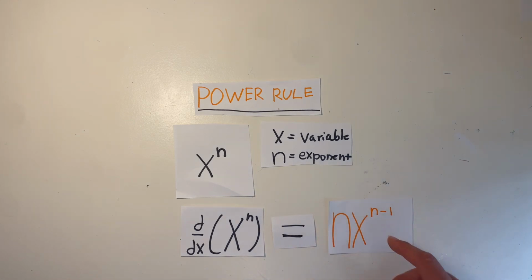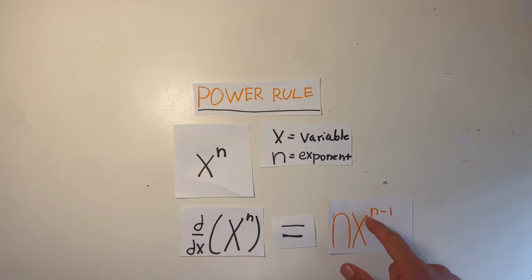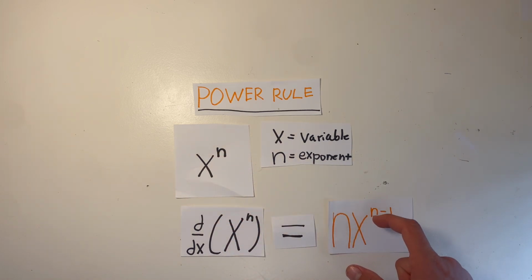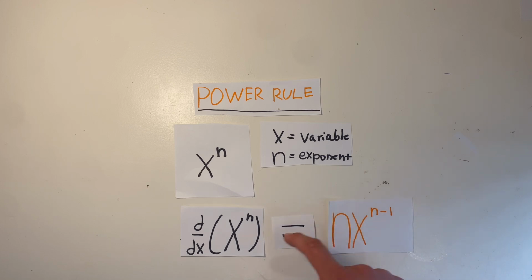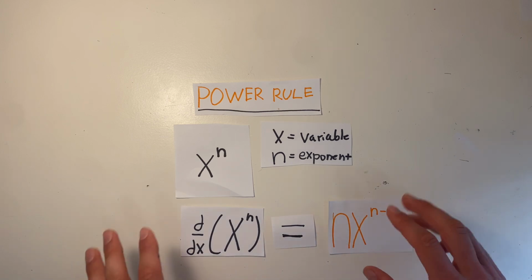So what does this mean? We're taking our n, where n is a number, and we're multiplying it by the function, so n times x, and then we're subtracting 1 from the exponent. Let's do an example to help it make more sense.